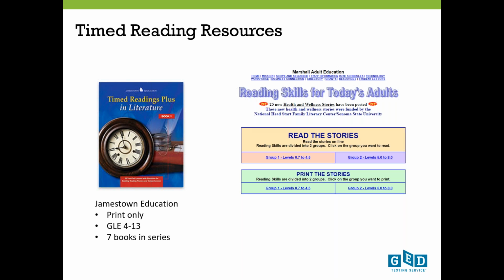And the nice thing is, not only do you have the reading passages, you've got comprehension questions that go along with this. The other one is a free resource developed by Marshall Adult Education. It's called Reading Skills for Today's Adults. It is online. I just always go in as Reading Skills for Today's Adults and you'll go straight to it. They have reading stories that go from 0.7, which is very basic level, all the way up to 8.0. It's free. You can print them or students can do them online, either one. Both of these are truly excellent resources for students as they're moving through.